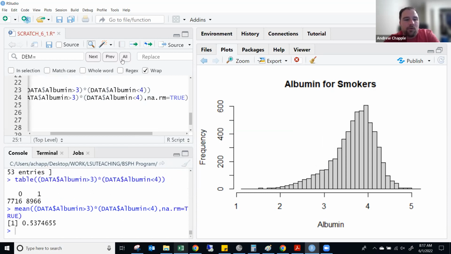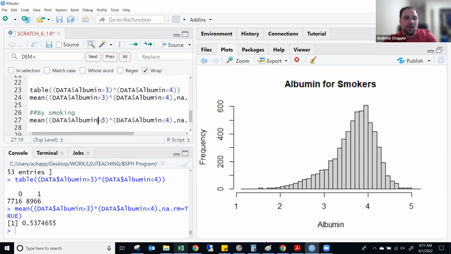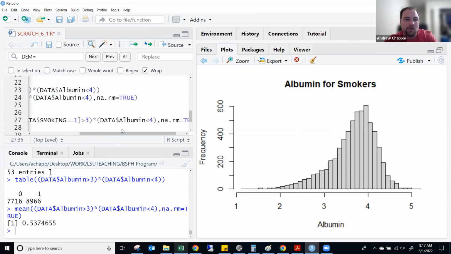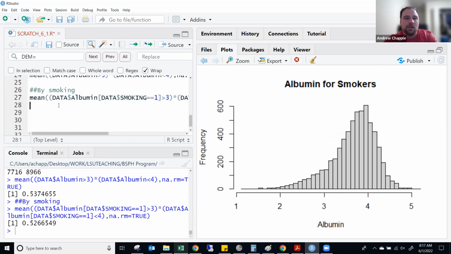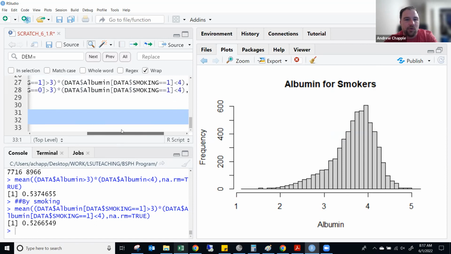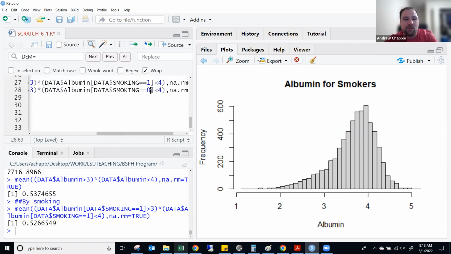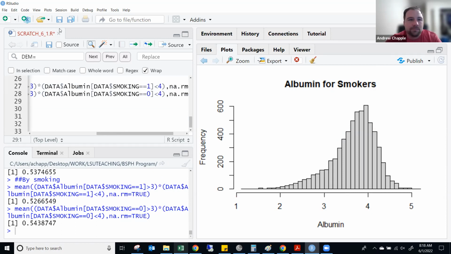So for everybody, 53% of the data points, the patients here, had an albumin level between 3 and 4. If I want to get this for the smokers only, or by smoking, then I can just index these with data smoking equals 1. I need to index a second one as well, data smoking equals 1. This will run both of them. 52% of the smokers had an albumin in this level, and then I can do non-smokers, just change it to zeros. I need to do both of them, or else they'll be different lengths, and that's 54%.